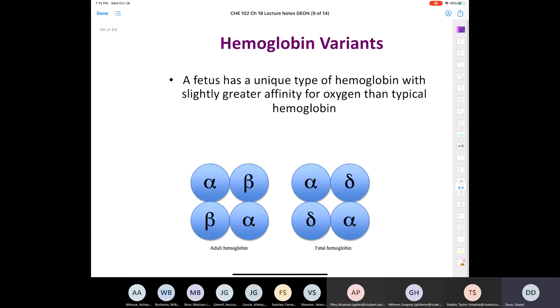Here's a variant of hemoglobin. It's called fetal hemoglobin. The adult hemoglobin has two alpha subunits and two beta subunits, where the fetal hemoglobin has two alpha subunits and two delta subunits. Now, if you're wondering why a fetus would need different hemoglobin than the mother, the reason is that fetal hemoglobin is going to have a greater affinity for oxygen. Otherwise, the baby would not get oxygen. It wouldn't be transported from the mother's bloodstream.